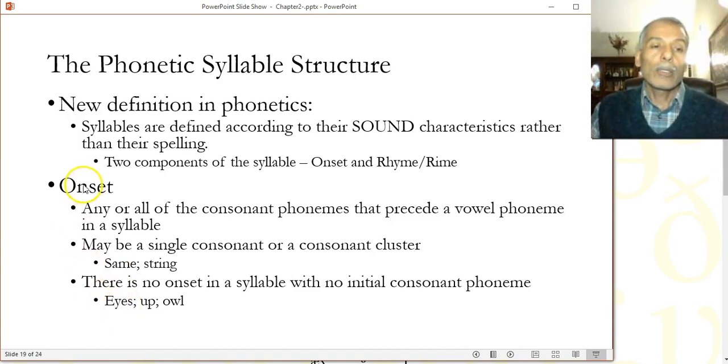There's no onset, no consonants before it. And then Z, that comes after, that is the coda. So the vowel, which is the nucleus, and the coda make up the rhyme. And this word has no onset. The word up, there is no onset. Owl, there is no onset.